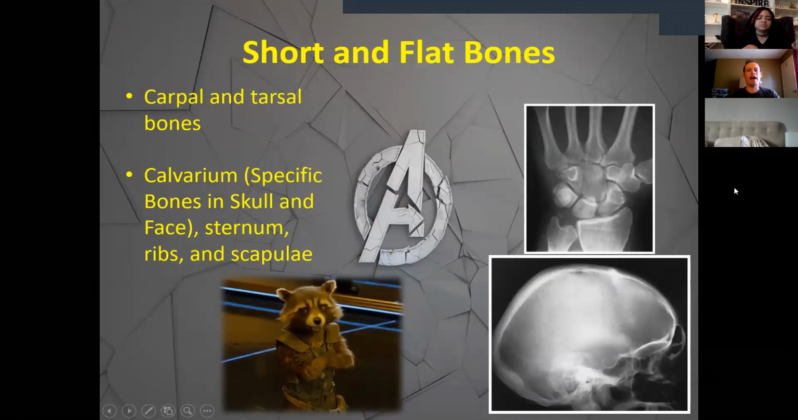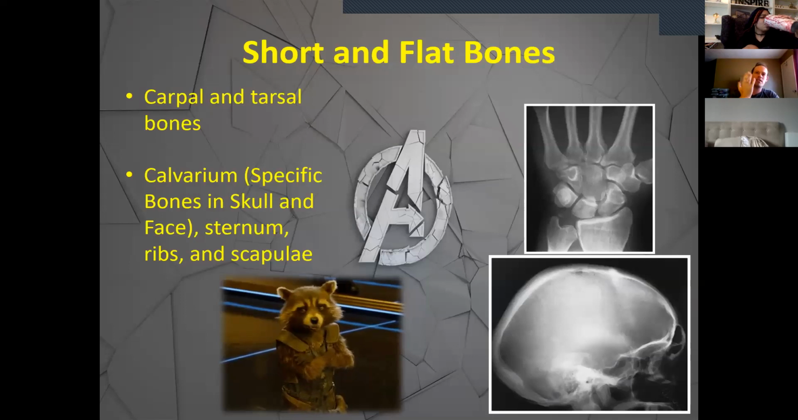Okay, short and flat bones. We do classify these together, even though it's talking about two different types of bones. When we talk about short bones, we are specifically referring to, and we're going to learn all of these very soon, the carpal and the tarsal bones. Carpal bones are located in our wrists. Tarsal bones are located in our feet. That's going to be your short bones. Called that because they're very tiny, very short.